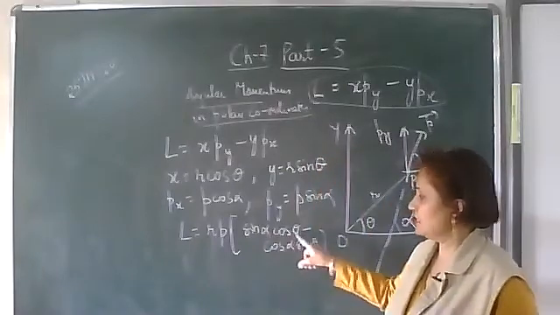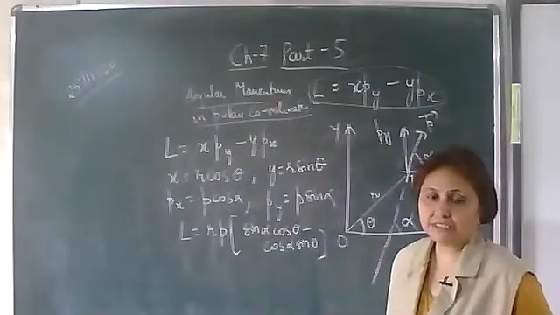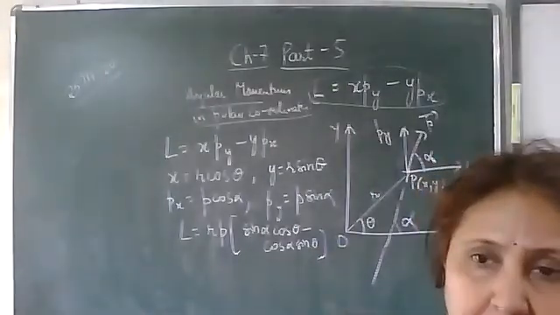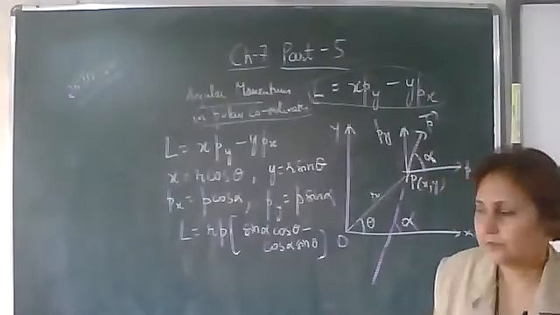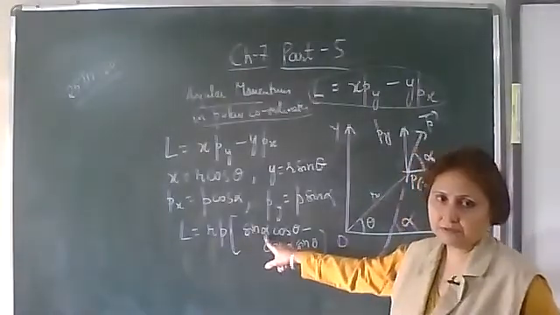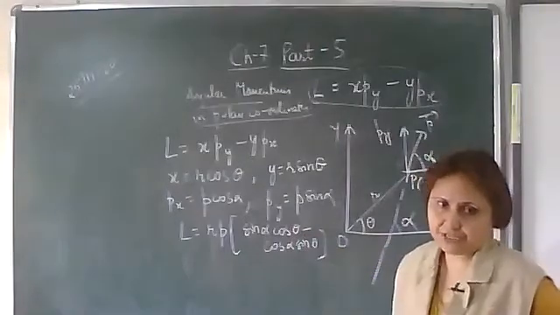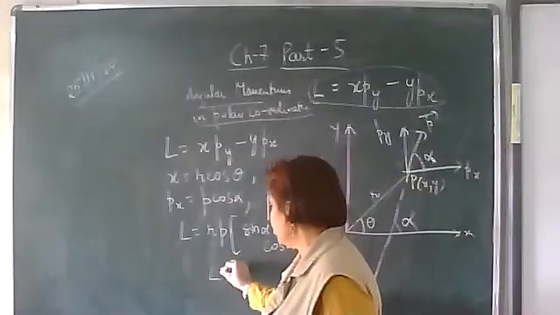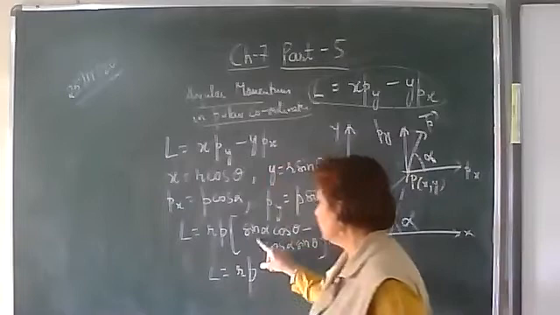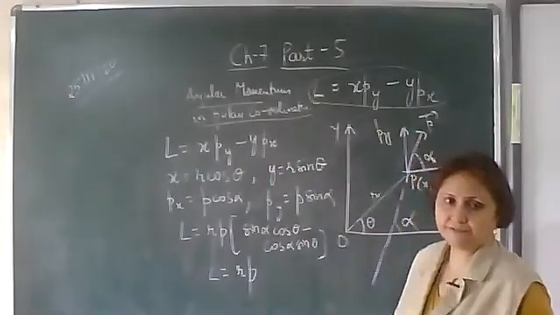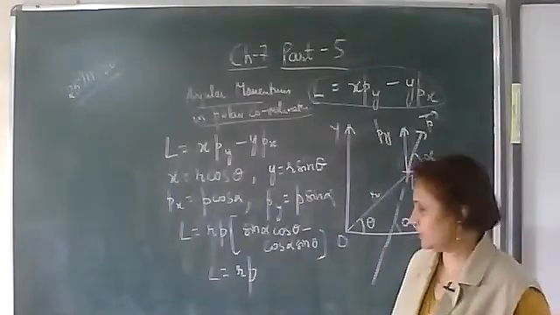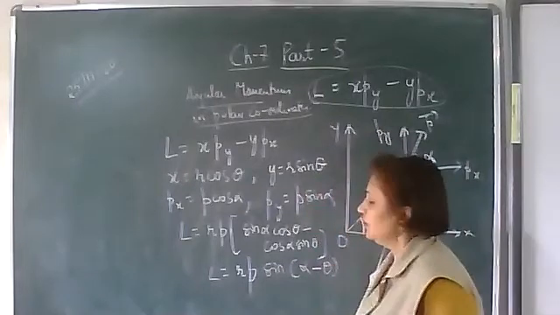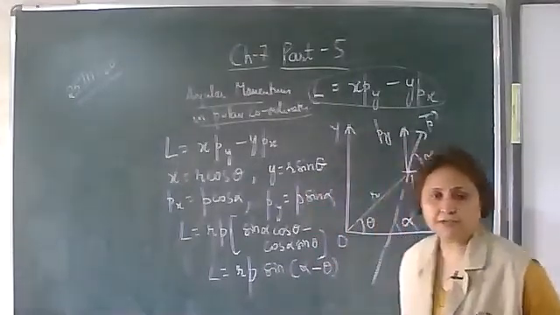We have used the formula sin A cos B minus cos A sin B is sin (A minus B). So r into p sin (alpha minus theta). Are you all getting this expression? L is equal to r into p into (sin alpha cos theta minus cos alpha sin theta), which is sin (alpha minus theta). This is the expression of angular momentum.